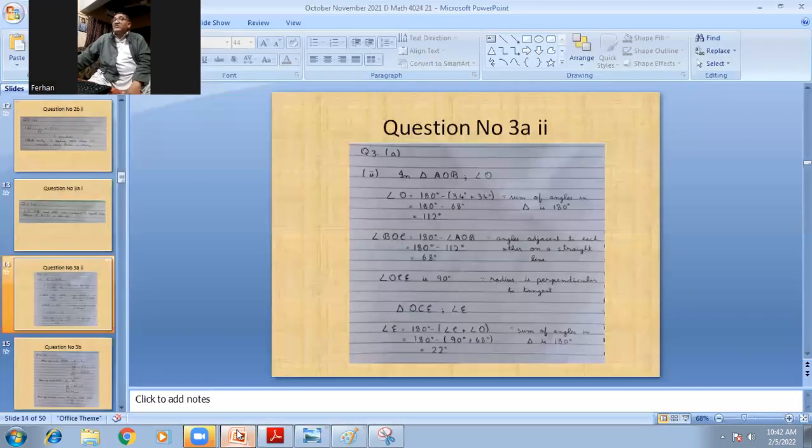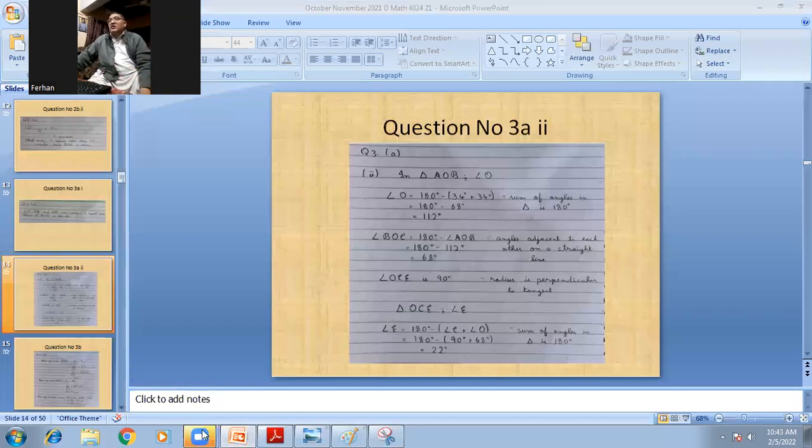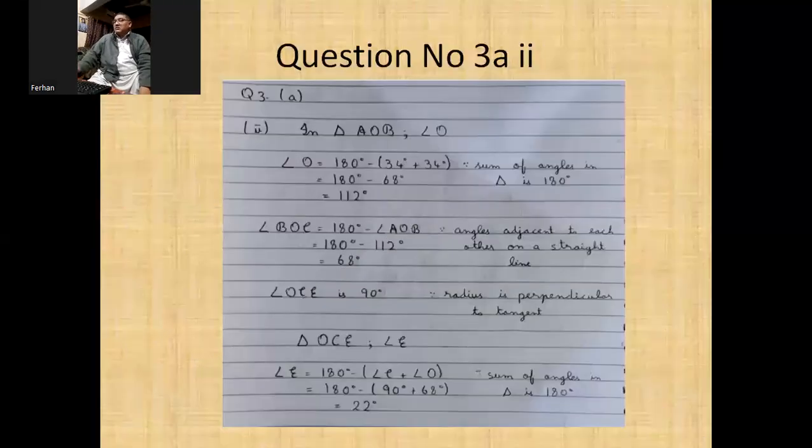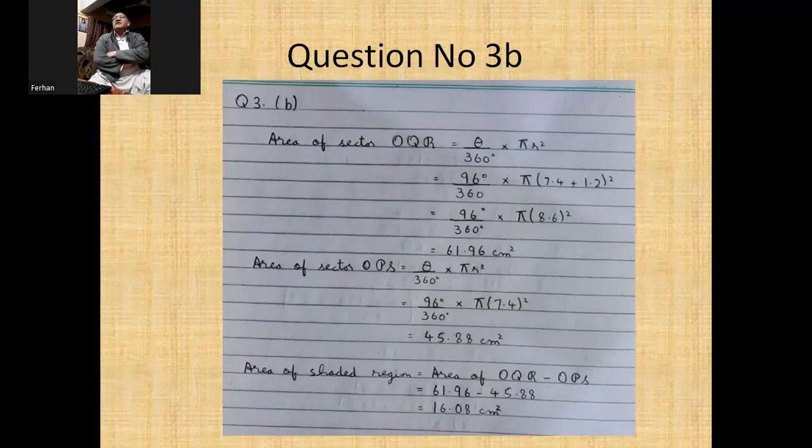Let me show you my solution. It's a 3-mark question. The area of the sector OQR, the formula is theta by 360 times pi r squared. It will be 96 divided by 360 multiplied by pi, multiplied by 8.6 squared, and that will give you 61.96 centimeters squared.